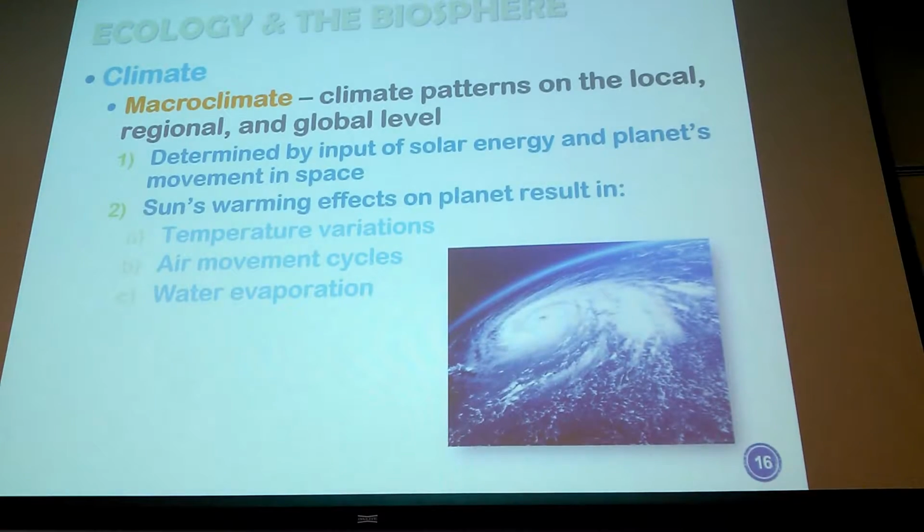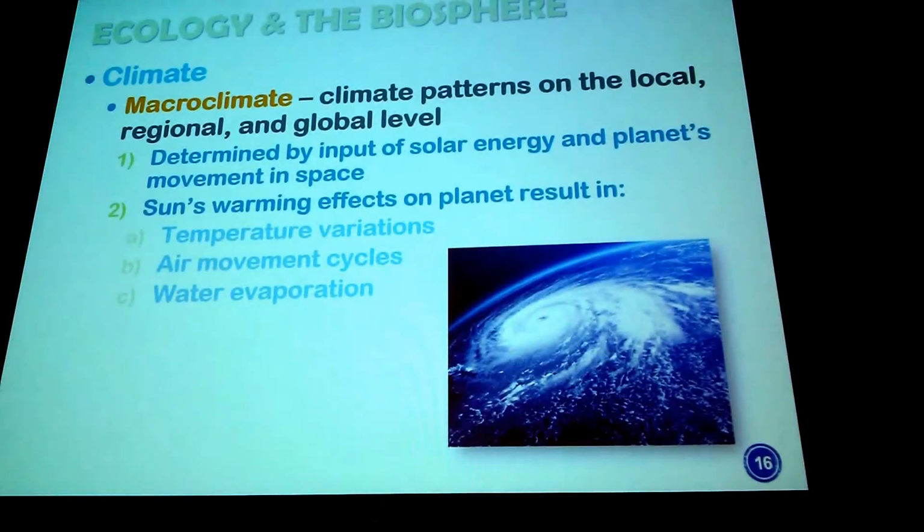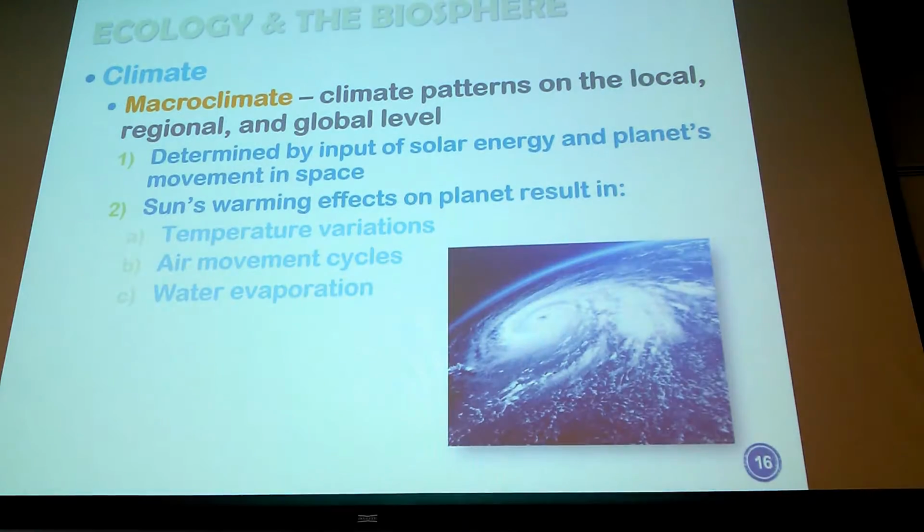The prime principal factor that determines our climate. So, determined by input of solar energy and the planet's movement in space. The sun's warming effects on the planet result in temperature variations, air movement cycles, and water evaporation.